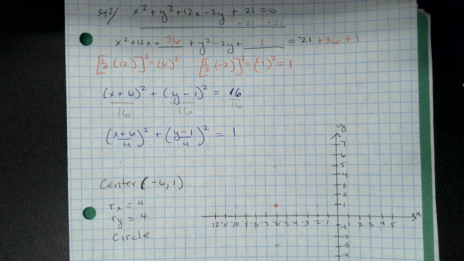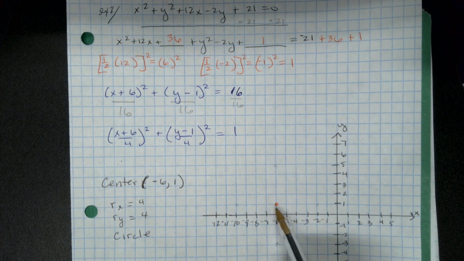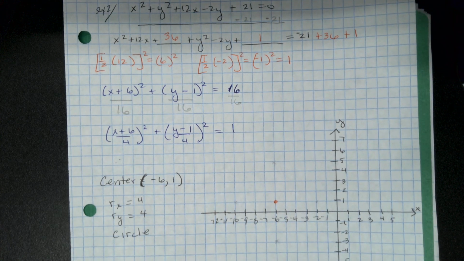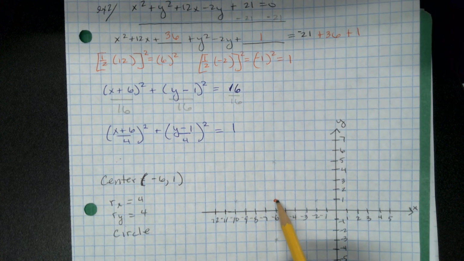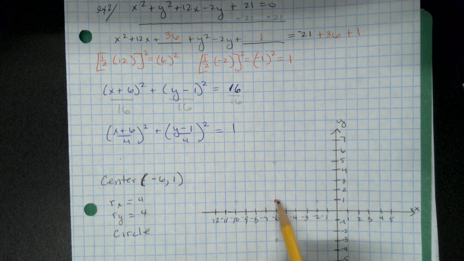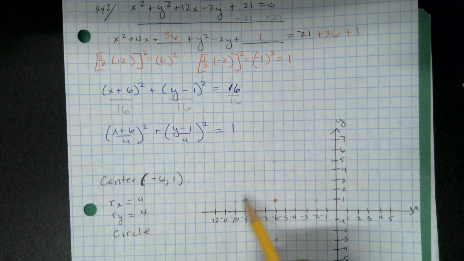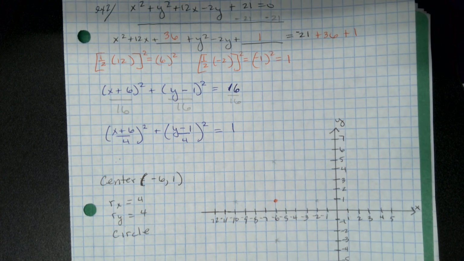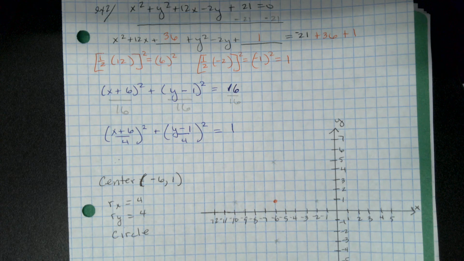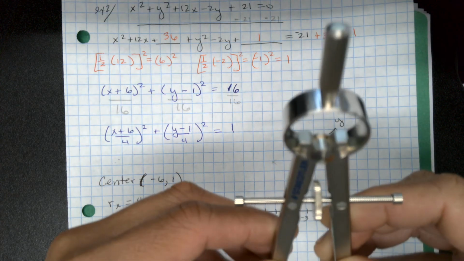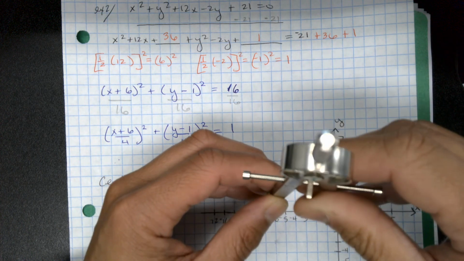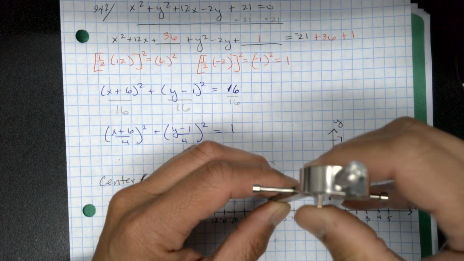All right, so we'll plot the center. The center is negative 6, 1. We count 4 units to the right, 1, 2, 3, 4. From here, 1, 2, 3, 4, 1, 2, 3, 4, and 1, 2, 3, 4. Now, again, you just take your compass. If you don't have a compass, it's okay. You could just freehand it.